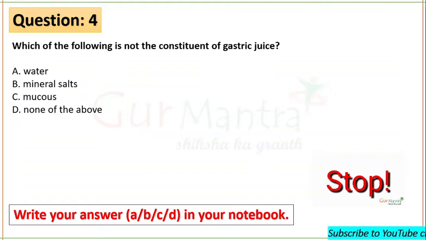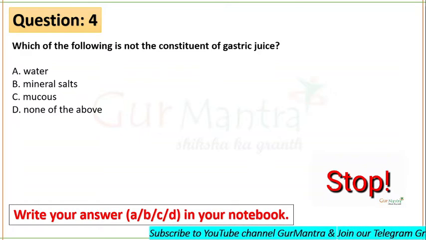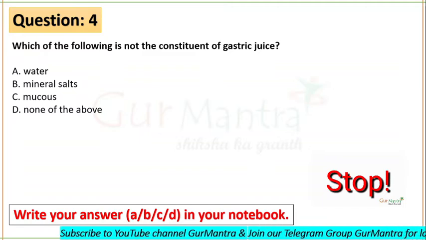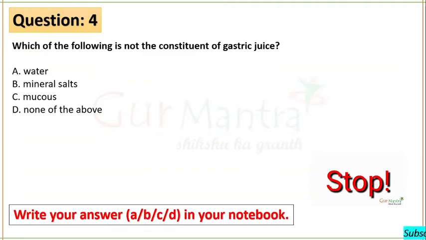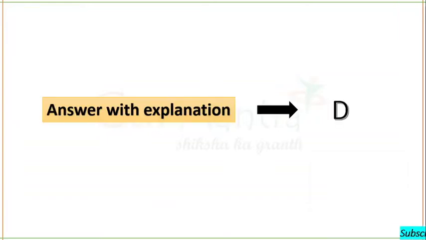Which of the following is not a constituent of gastric juice? Mineral salt, mucus, all are constituents of gastric juice. So there is none of the above which is not a constituent of gastric juice. So D is your right option. So D is the right answer. And here's the next question on your screens.